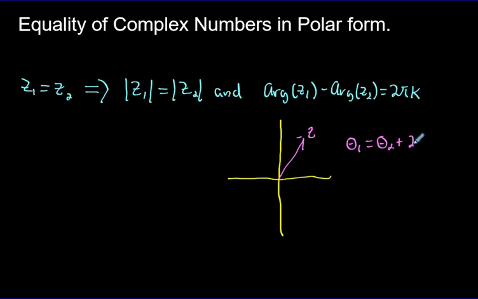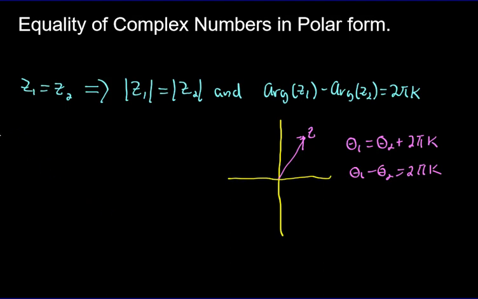So 2 pi k, the way I read it up there. And then I can subtract these. You can see that theta 1 minus theta 2, if they are the same complex number that wraps around and ends up landing right here, is equal to 2 pi k. So we can use this concept to find out if complex numbers are actually equal.